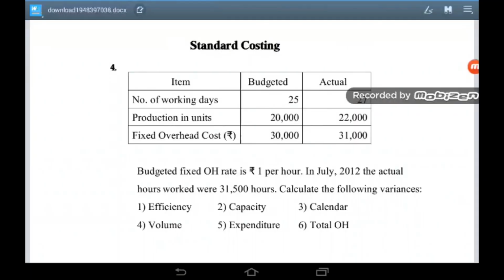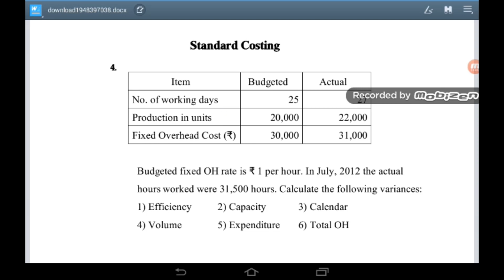In my earlier videos I have solved some problems on standard costing, material cost variance and fixed overhead cost variance. So in continuance to that, today I will solve another problem on fixed overhead cost variance. So you have budgeted data and actual data.